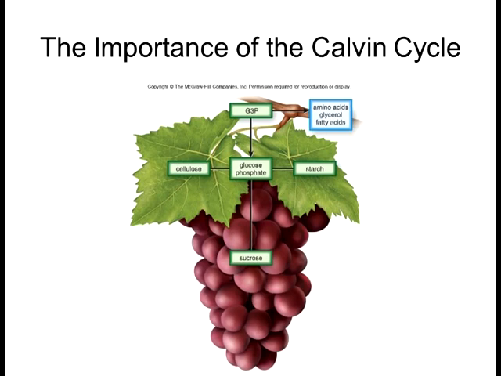Okay? But it can't just slap it together and form glucose right away. It actually has to go through a number of metabolic processes before it's ready to make a sugar. One of those processes that we're going to talk about is called PGAL, or phosphoglyceraldehyde. PGAL is the shorthand for it. But phosphoglyceraldehyde, these are the building blocks for glucose, for amino acids, for triglycerides, for everything, really.